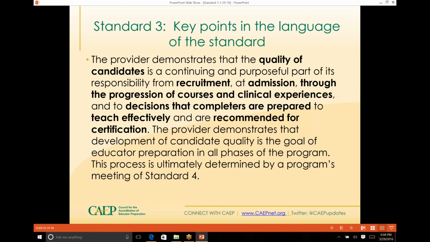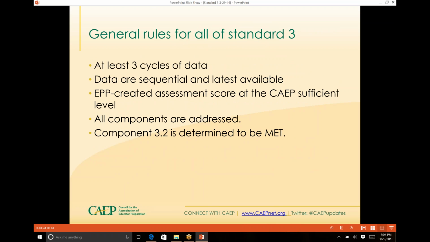And the standard is that you are selecting quality candidates from recruitment to admissions throughout their programs and eventually recommend the strongest possible program completers for licensure to become beginning teachers. So general rules for Standard 3 are these. You've got to have 3 cycles of data. I think you understand that cycles may mean semesters. It may mean years. If you're using state licensure exams, 3 cycles will mean 3 years.